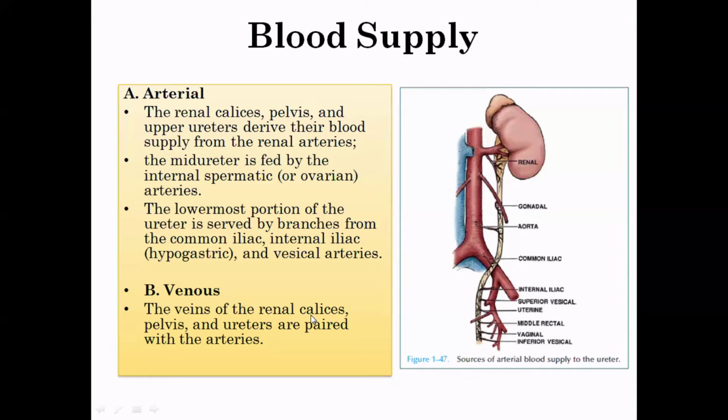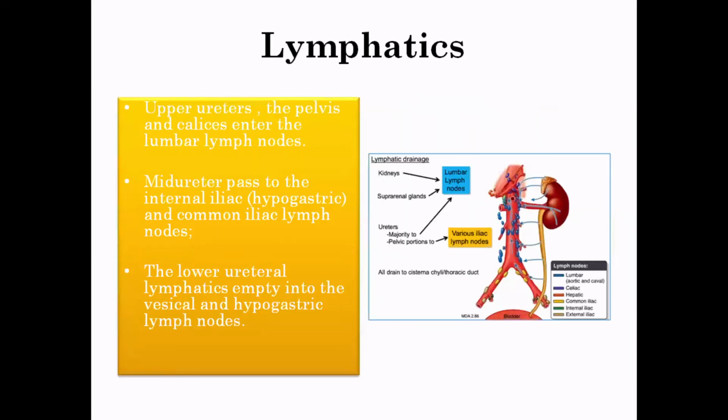The veins are not the counterpart of this. They usually just follow with the same name. So this is the importance of the blood supply of the ureter. Now lymphatics, as I have said: the upper ureter, pelvis and calyces enter the lumbar group. Mid ureter passes to the internal iliac or common iliac, and the lower goes into the vesical or hypogastric lymph nodes. So these are all the lymphatics. The clinical importance comes when there is malignancy. This is how you have to remove all of this.